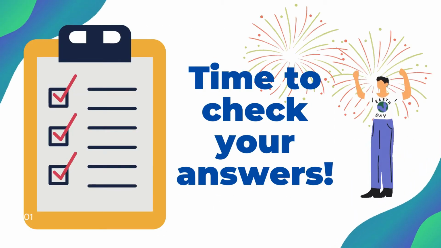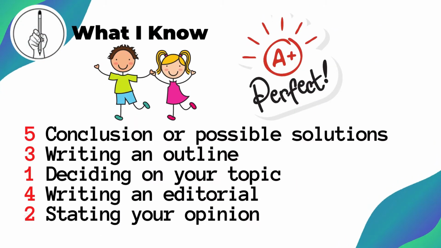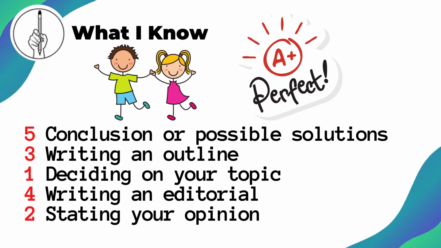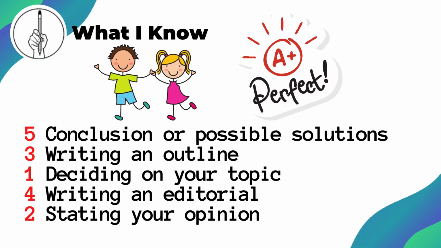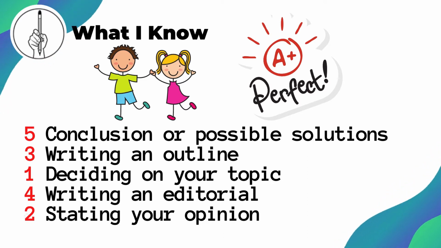It's time to check your answers. Perfect! Number 1 is deciding on your topic. Number 2 is stating your opinion. Number 3 is writing an outline. Number 4 is writing an editorial. And number 5, conclusion or possible solutions. Or 5, 3, 1, 4, 2.